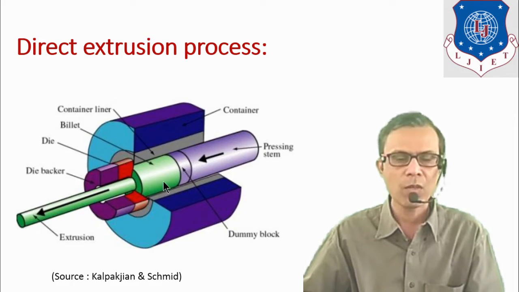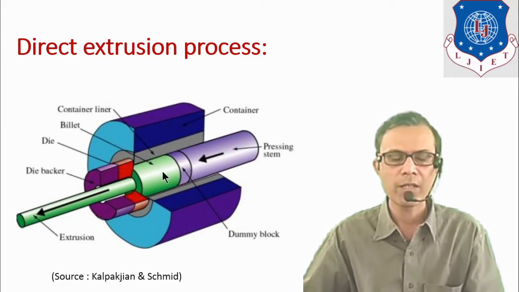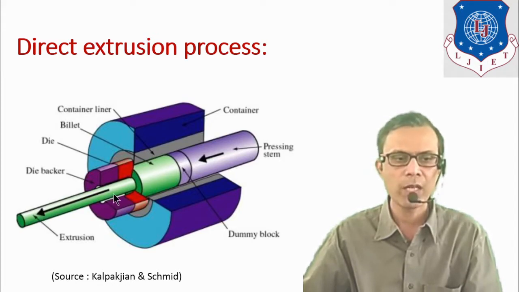First, hot billet is placed inside the container. This hot billet is pressurized with the help of this moving plunger or ram. This ram will force this hot billet in this direction and it will come out through the opening of the die. As per the die opening, the diameter of the extruded part can be produced.